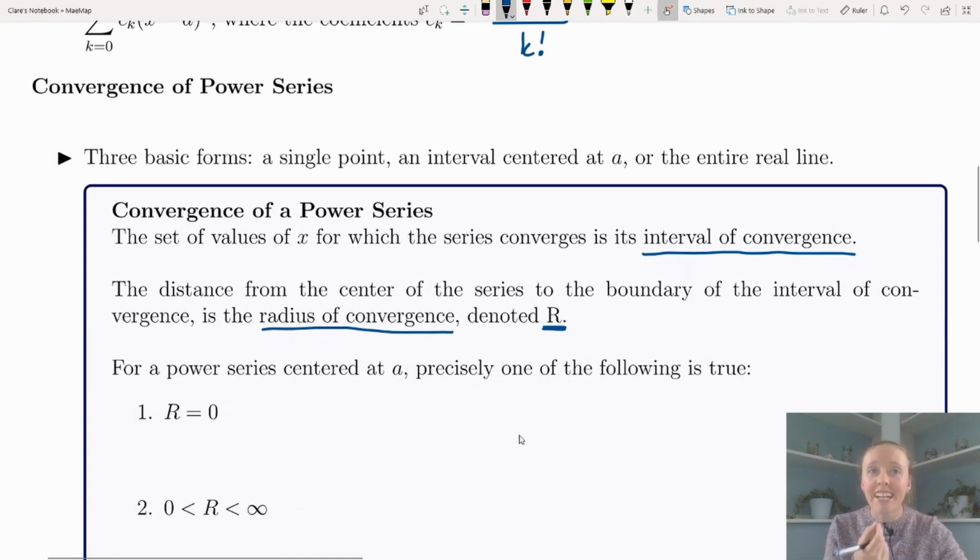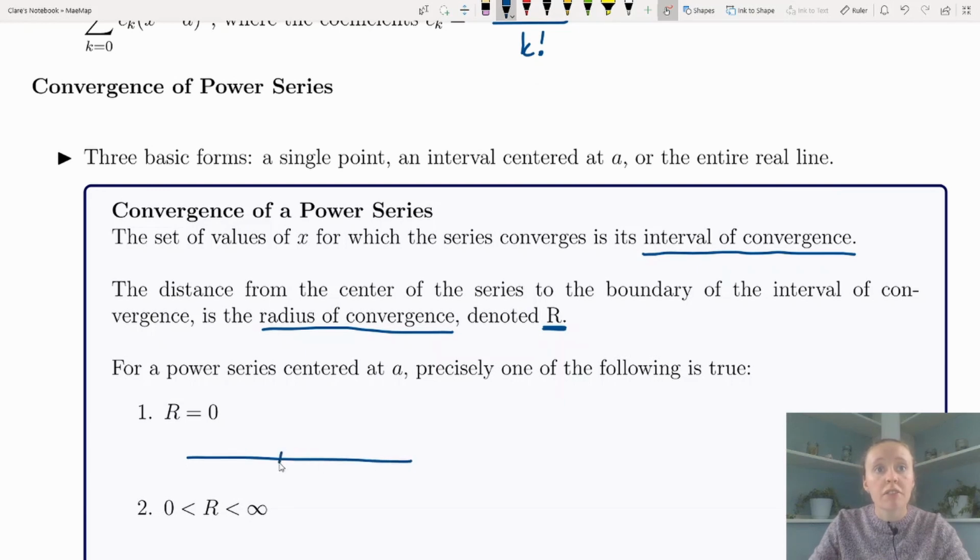So when our radius is equal to 0, let's try to draw this visually. If we're centered at a and our radius is 0, then we're only going to converge at that point. So we're only going to converge at x equals a. So that's our IOC, or our interval of convergence. IOC is x equals a.